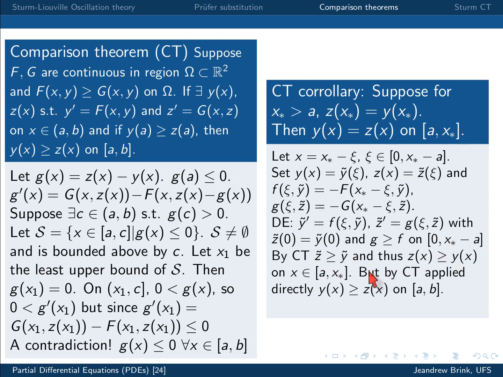But we can also apply the comparison theorem directly to f and g as specified over here, which is the original problem. And if we do that, we get that y of x is greater than or equal to z of x on all of AB. But if you look at these two, you switch the order. So on the subdomain x in (a, x star), we have both z greater than or equal to y and y greater than or equal to z. So that can only be satisfied if y in fact is equal to z. Okay, which gives us the result that we want.